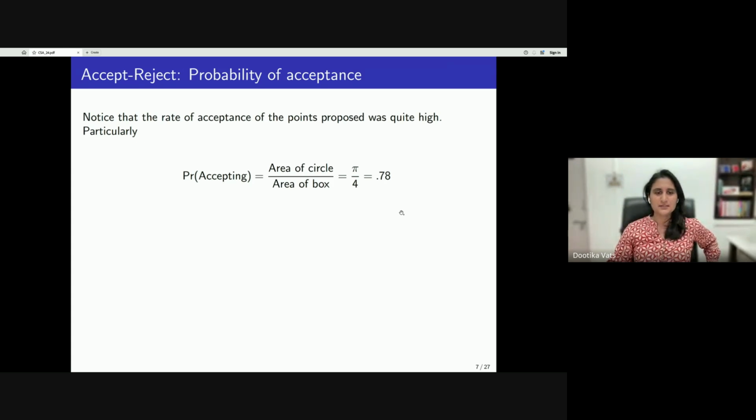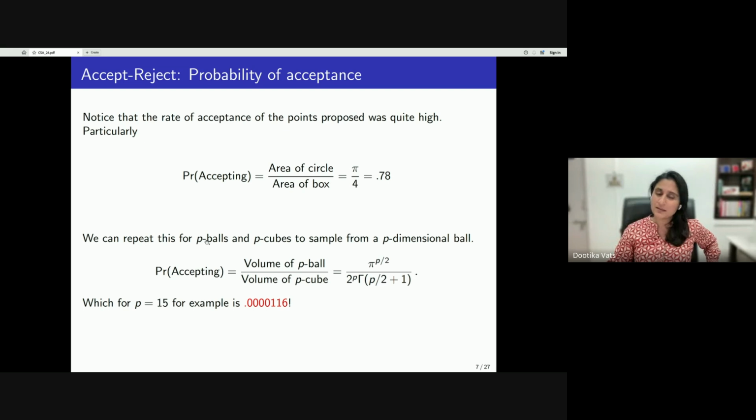But what if I change the problem a little bit and I say, well, let's repeat this for p-balls in p-cubes to sample from a p-dimensional ball. So instead of a 2-dimensional ball, which is a disk, I sample from a 15,000-dimensional ball. I can't visualize it, but that's my goal. I can use the same methodology. If it's a sphere, I can encapsulate the sphere in a 3-dimensional cube, right? And as long as I can sample from the cube, I can still do the accept-reject algorithm. And I can repeat this idea in p dimensions.